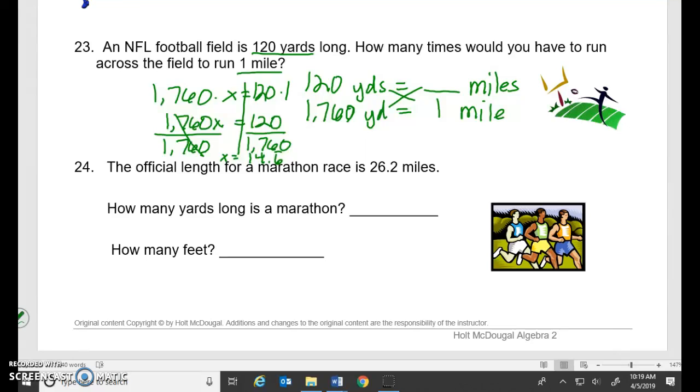Okay, so you're going to notice that I'm going to put my 14.6 up here. But then when I go to answer my question, it says, how many times would you have to run across the field to run 1 mile? Well, when I answer it, I'm not going to say run about 14.6 times, right? If somebody asked you, what would you say? About 15 times. So let's write that down. About 15 times.